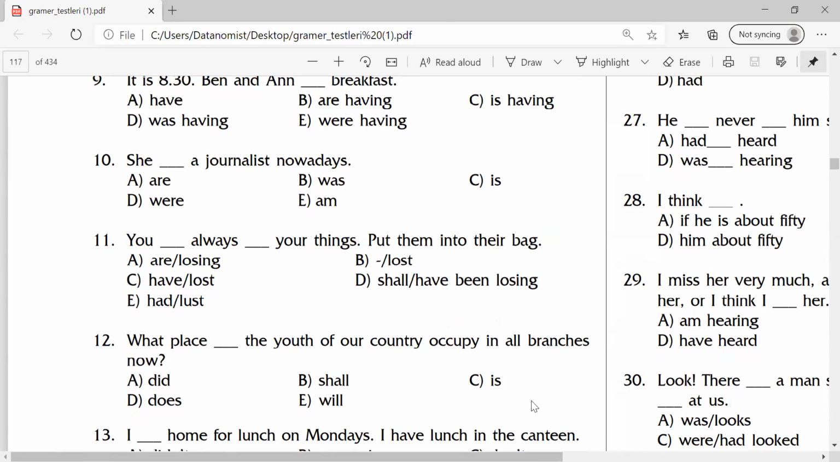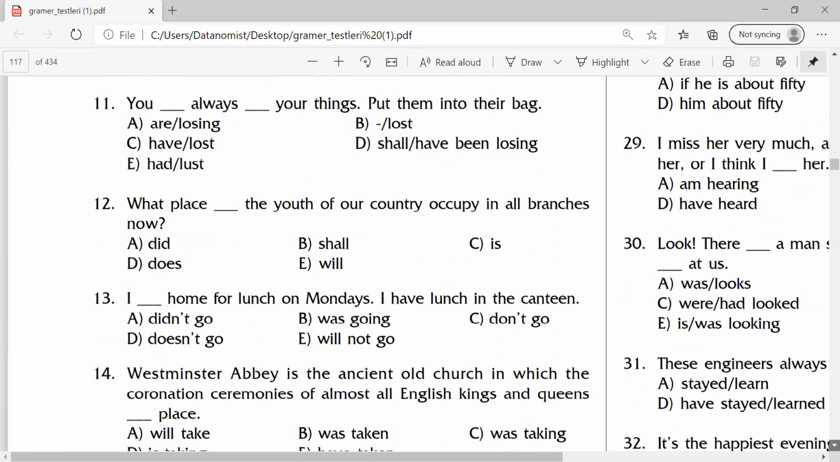Yes, you're right. You are always losing your things. It means I told you so many times, I warned you. So this is the intention here. Very good. Okay, do that. This we haven't done.